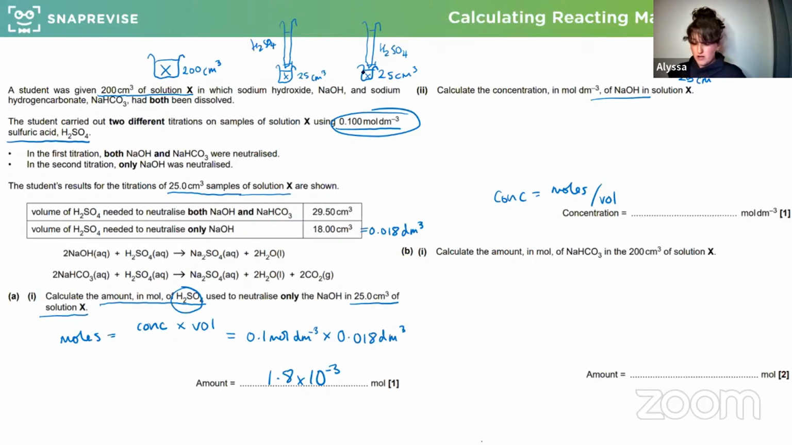Well, I know I had 1.8 times 10 to the minus 3 moles of sulfuric acid. So how much sodium hydroxide must have reacted with it? And how do I know? I've got sulfuric acid amounts. I want sodium hydroxide amounts. How do I link the two? This is where I can use my reacting ratio.